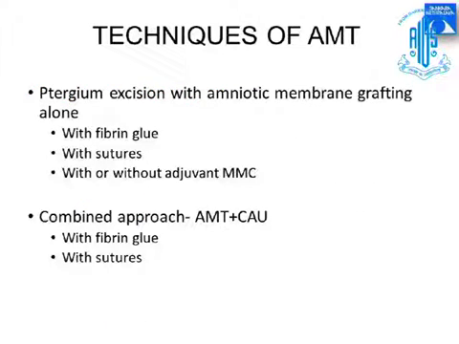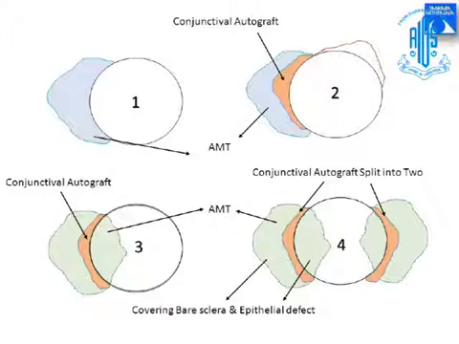When we look at the techniques of AMT, pterygium excision with amniotic membrane graft is usually done with fibrin glue or with sutures. As an adjuvant, you can also combine it with mitomycin C. We also have combined approaches, commonly used in a tertiary care center, where AMT is used along with conjunctival autograft, again with fibrin glue or sutures. Going back to the techniques, in a primary pterygium, after excision you replace this area with an amniotic membrane transplant, and you can either treat the edges with mitomycin C or leave them. The second technique is where we combine the AMT with conjunctival autograft.